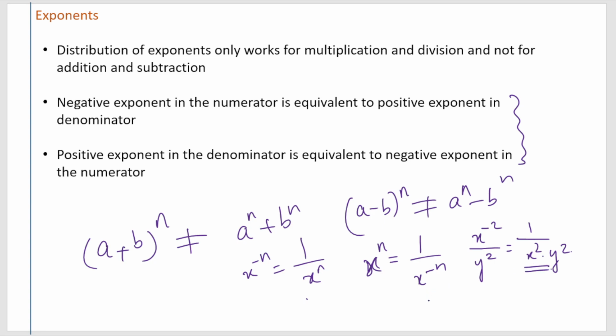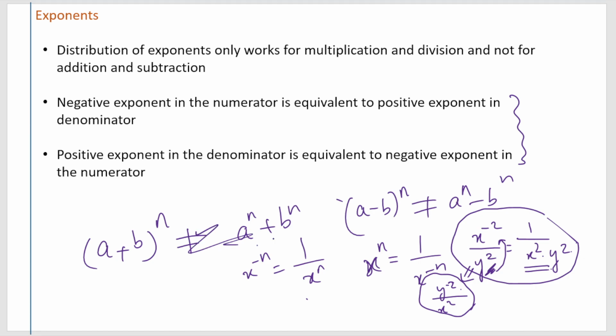Okay, we got this. And to simplify, we use these rules. In the same way, a positive exponent in the denominator is equivalent to a negative exponent in the numerator. You can take the same example. You can write it as y^(-2)/x^2. This positive exponent in the denominator, when it goes to the numerator, it becomes negative. Okay, this is what it's all about. These three points are important.